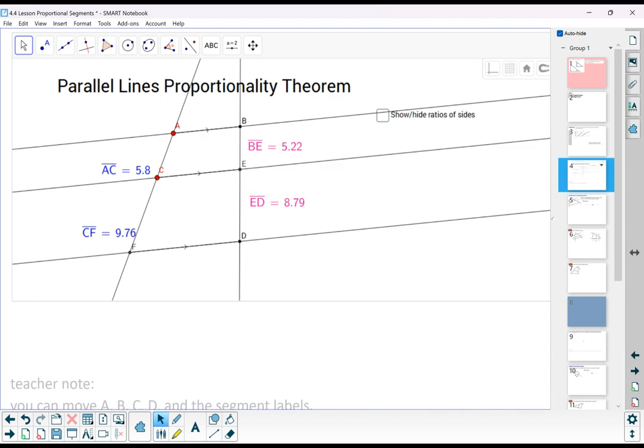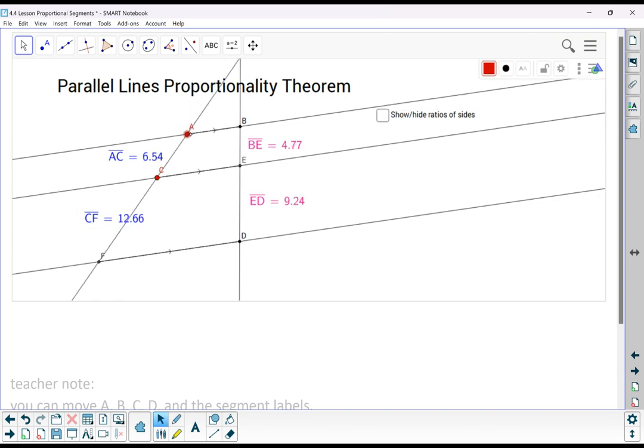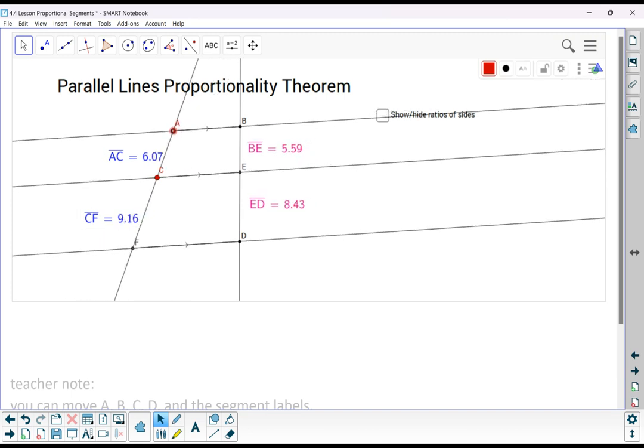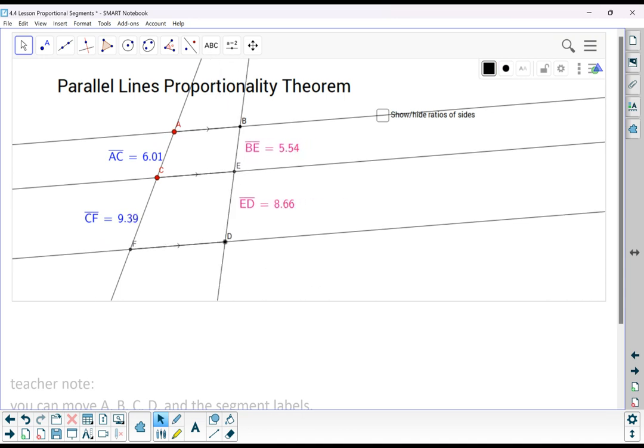So if we have 3 parallel lines and we have a couple of transversals that are cutting those lines, you can see that it creates 4 different segments. I have them marked AC, CB, EF, and FD. Well, if I move my points around, you can see that the length of those segments change. But something that's interesting is that their ratios do not change.